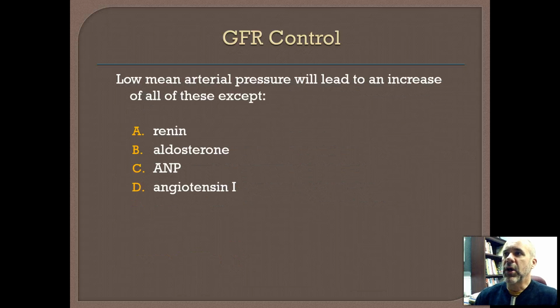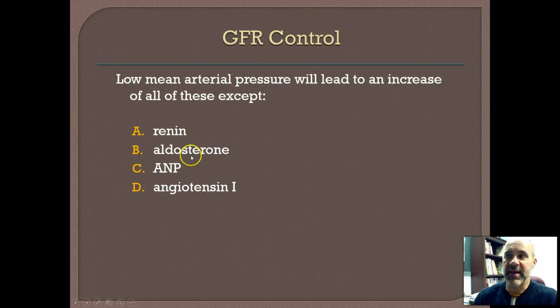All right, low mean arterial pressure, so if you have low blood pressure, will lead to an increase in all of these except what? So this gets back into longer term control. The kidneys are very concerned with glomerular filtration rate. Blood pressure plays a big role in that, so your kidneys wind up being one of the main organs involved in long-term blood pressure control.